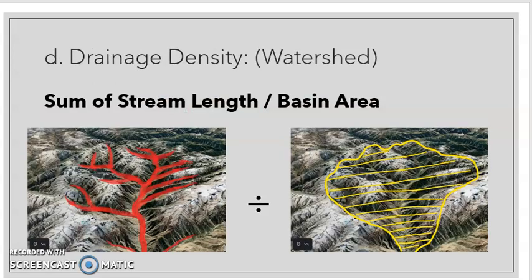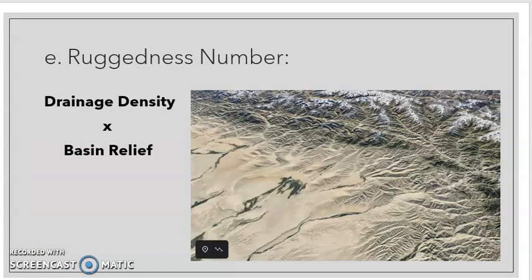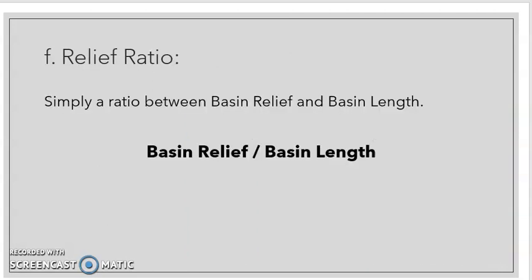So moving on to drainage density. It is nothing but the total sum of the stream lengths by the basin area. And next, ruggedness number. This is a measure of how unevenness of the surface has affected the path of the stream. It can simply be calculated by multiplication of drainage density and basin relief. And the last one, basin relief. These problems can be solved by using the simple formula basin relief by basin length.